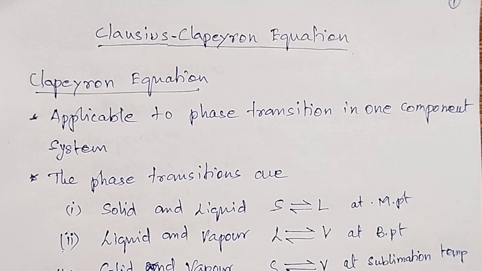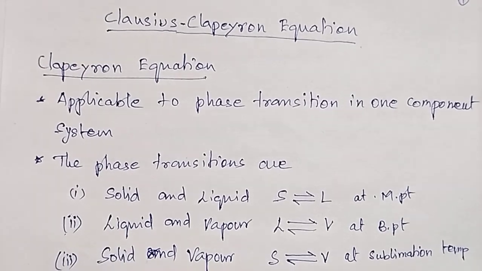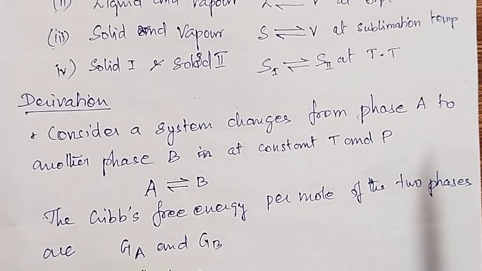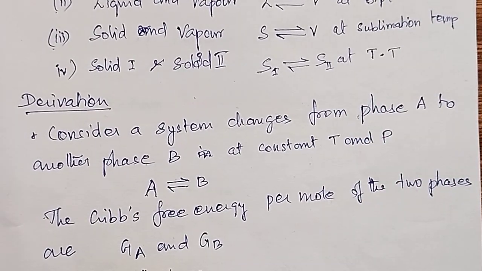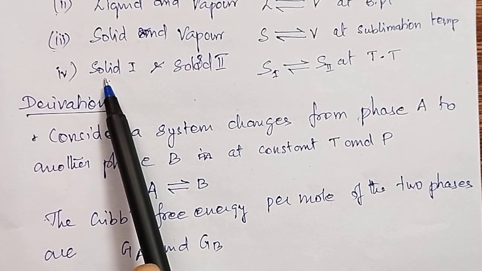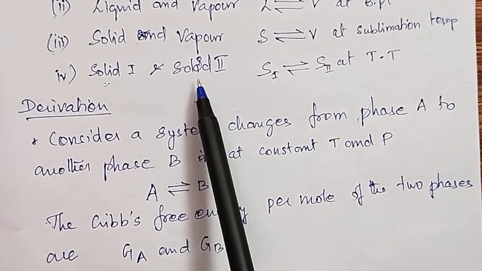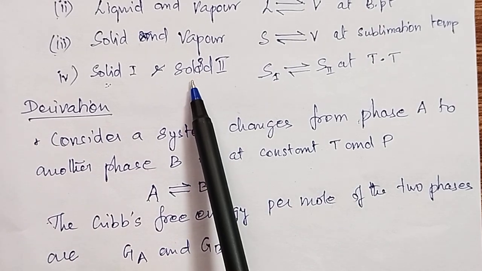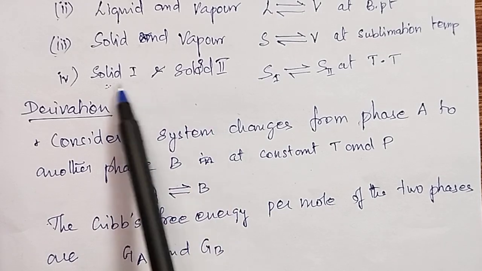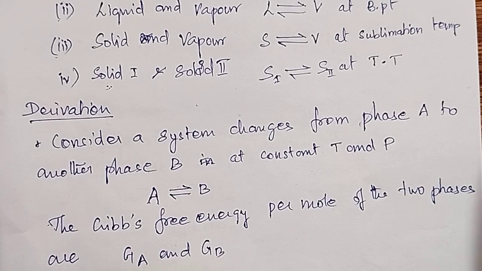The third phase transition we may consider is solid to vapor, that is, solid to vapor at the sublimation temperature. And for some substances, in some cases, there may be two solids in phase transition, that is solid 1 and solid 2. For example, sulfur exists as rhombic sulfur and monoclinic sulfur, and they may be at the transition state. These two solids will be at equilibrium.